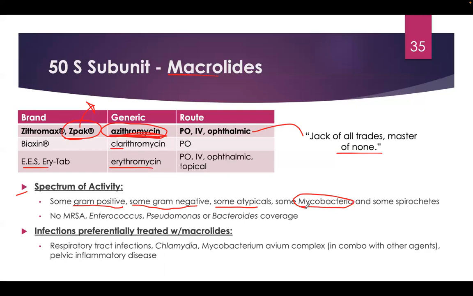used for Mycobacterium avium complex prophylaxis in those with CD4 counts, I believe, less than 100; less than 200 is more your PCP. It may be less than 50 for MAC, but you start getting cryptococcus and stuff going on. And then some spirochetes, but you're not going to get any staphylococcus. I wouldn't even trust it for Staph aureus. So no staph coverage, no enterococcal coverage. I wouldn't trust it for any gram-negatives or positives anymore. No pseudomonal coverage, no Bacteroides coverage, no anaerobic coverage, that is. So again, jack of all trades, master of none.